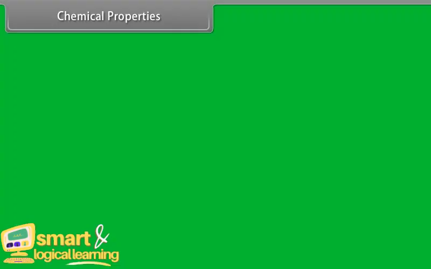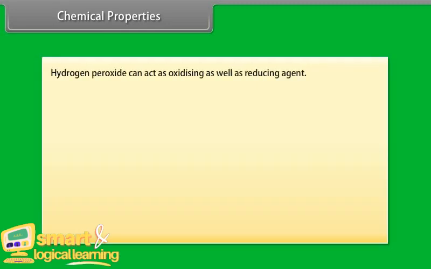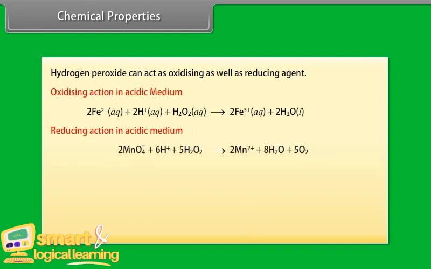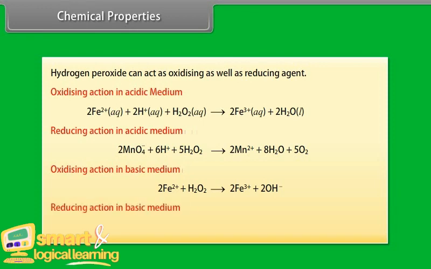Chemical properties. Hydrogen peroxide can act as an oxidizing as well as a reducing agent. Oxidizing action in acidic medium. Reducing action in acidic medium. Oxidizing action in basic medium. Reducing action in basic medium.